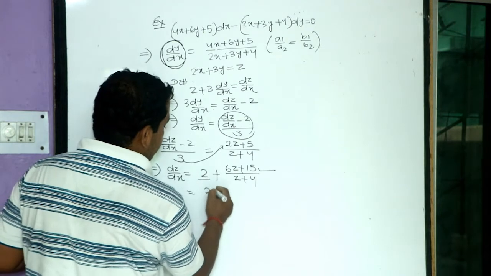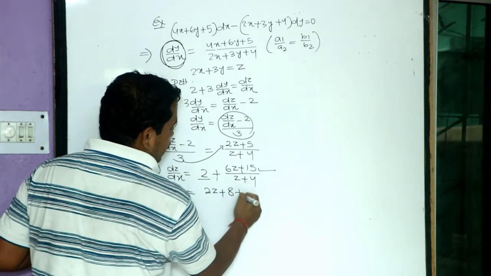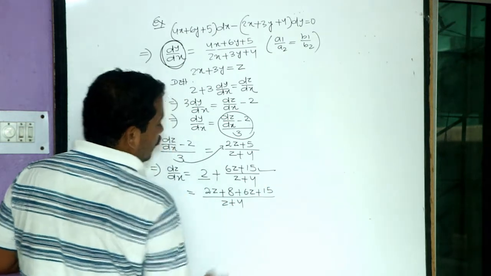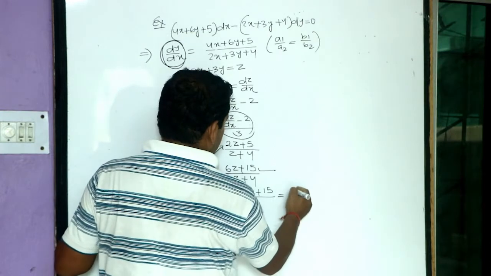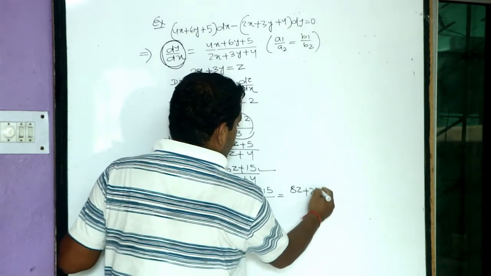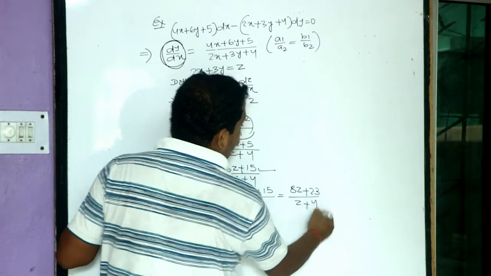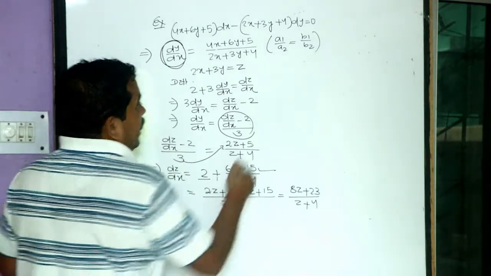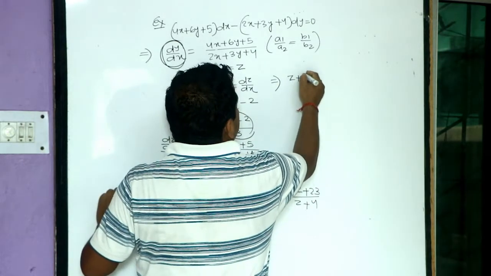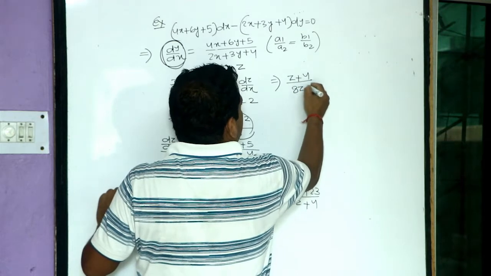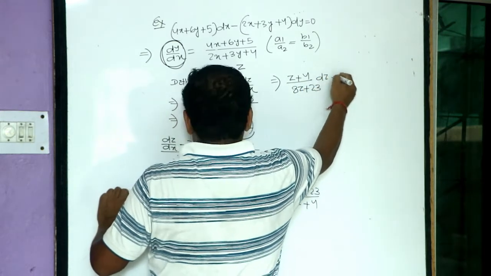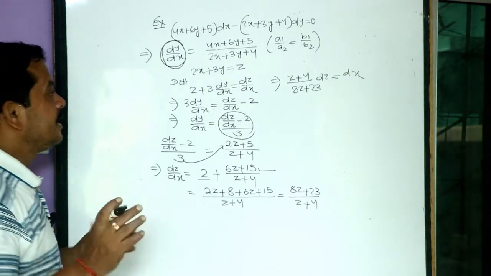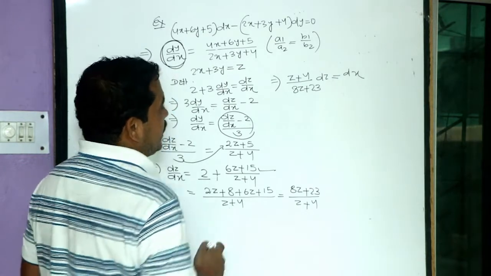Then after simplification, it will be (2z + 8 + 6z + 15)/(z + 4). Then the numerator becomes 8z plus 23 by z plus 4. Now we have to separate the z and x terms. Then the differential equation becomes (z + 4)/(8z + 23) dz equals dx. Just separate z with dz and dx. Now we have to integrate both sides.